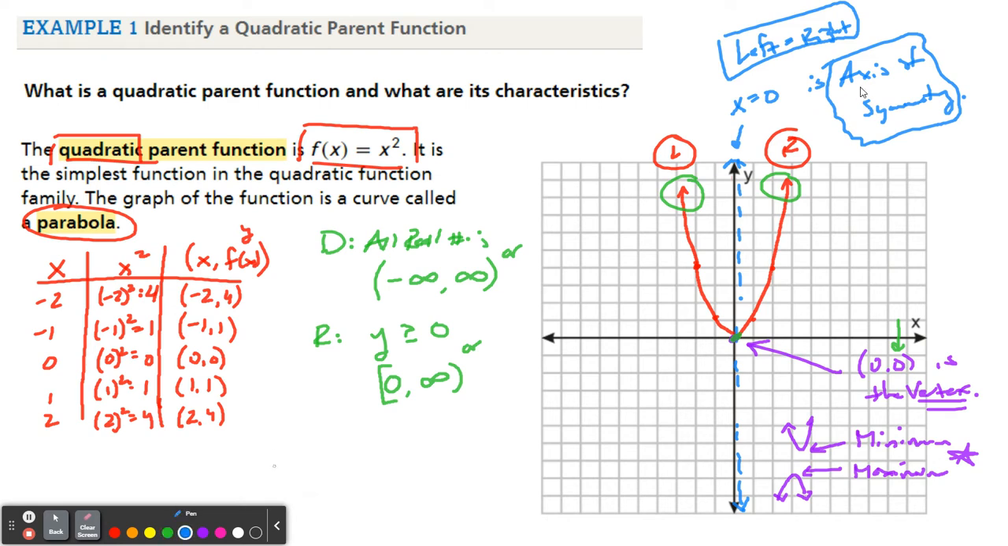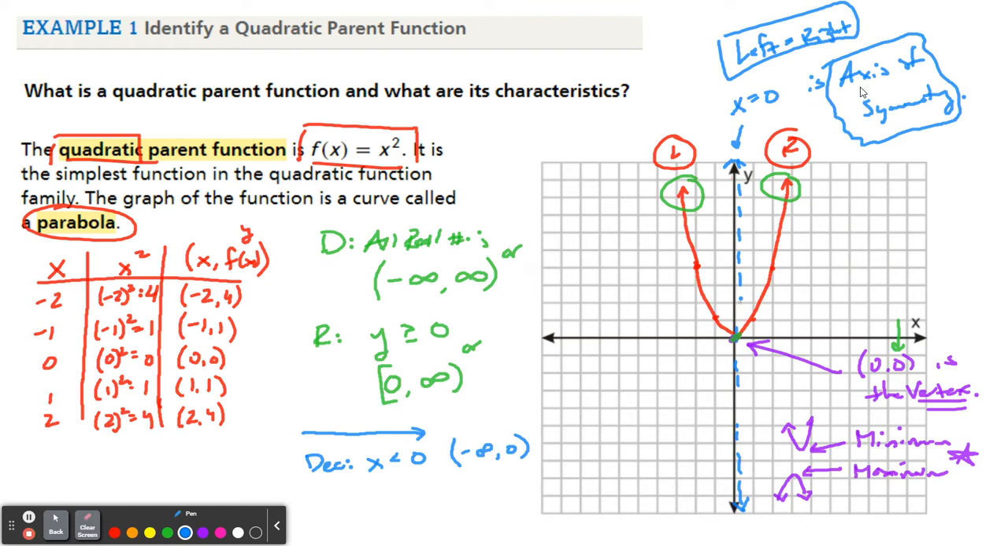Last but not least, this idea of increasing or decreasing. So if you go left to right, so if you go this way on your curve, notice that the left side goes down first. That is called a decreasing interval. So we are decreasing anytime x is less than 0. 0 is your vertex. That's the turning point. So anytime x is less than 0, when it's to the left, you're decreasing, right? Again, that would be from negative infinity to 0.